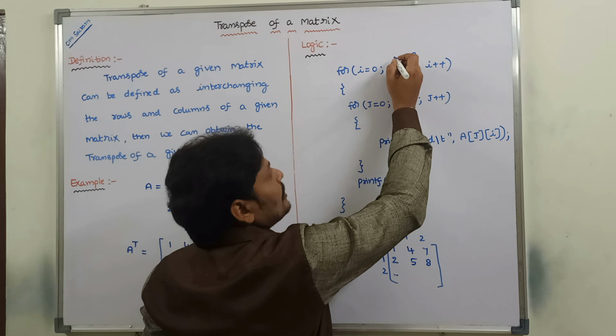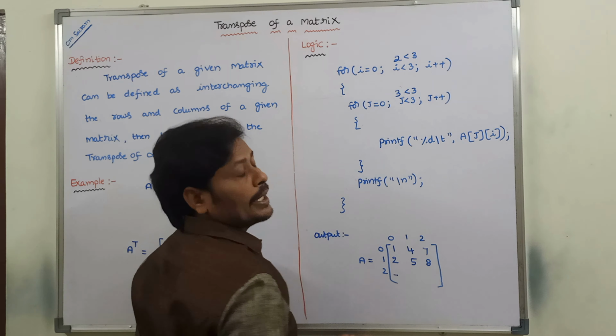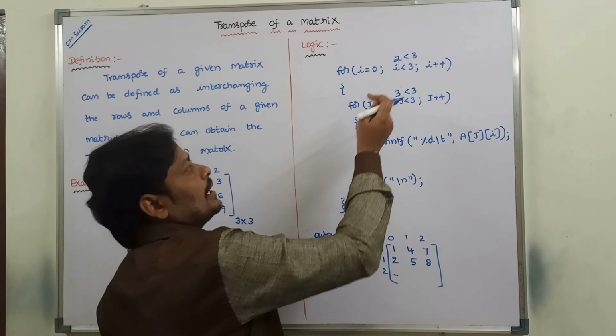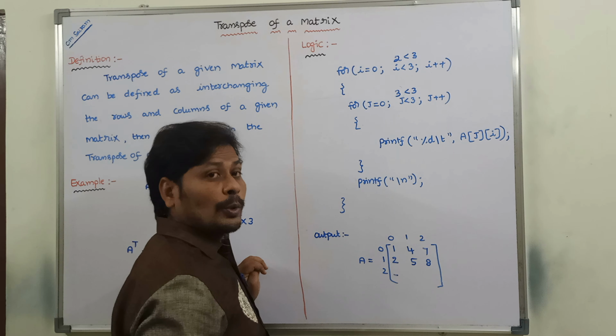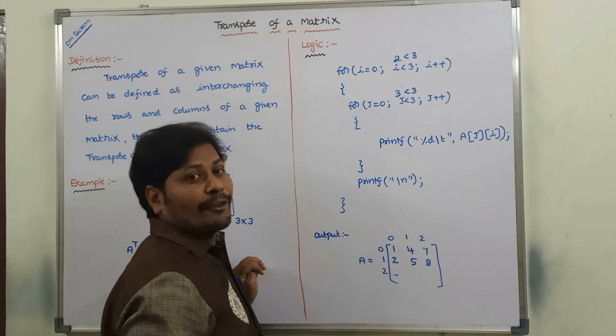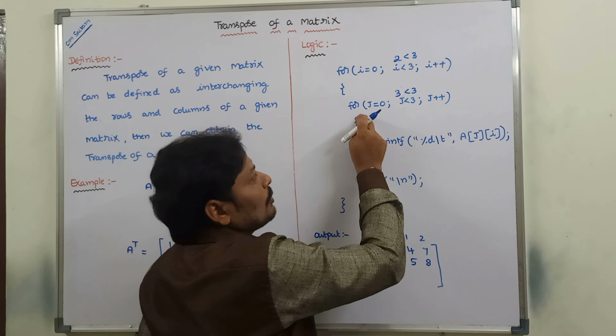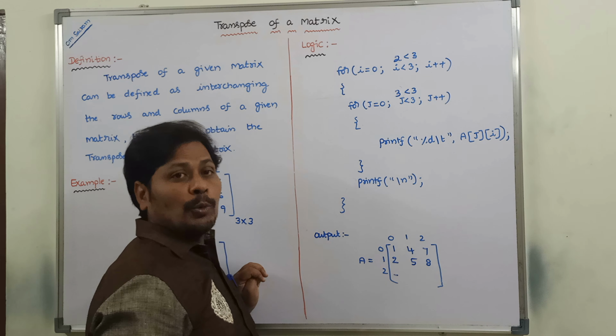Now i value is 2. Previously it is 1, now it is 2. 2 less than 3, condition true. If the condition is true, then the control goes to the body of the outer for loop. In the outer for loop body, again one for loop is there.